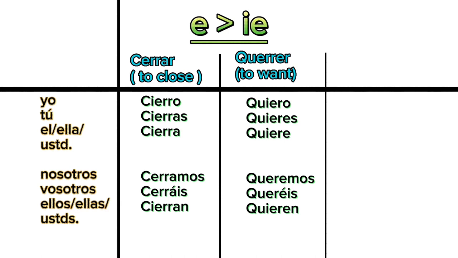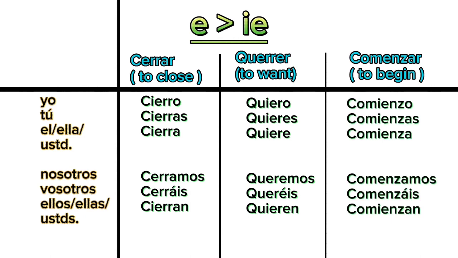Okay, now let's come to another example, that is comenzar. Okay, these three are the only verbs that you should know for now. Okay, now comenzar means to begin something. Okay, to begin basically. So the conjugation becomes comienzo, comienzas, comienza, comenzamos, comenzáis, comienzan.